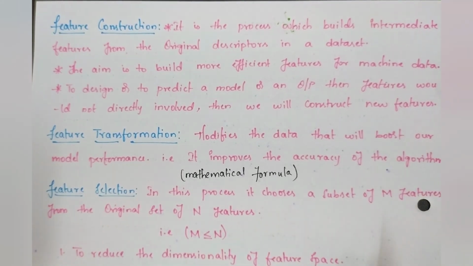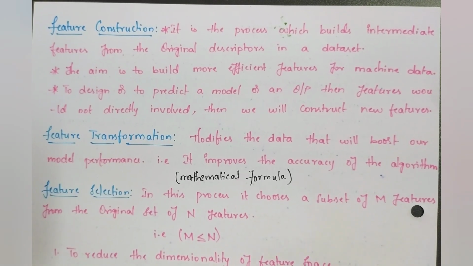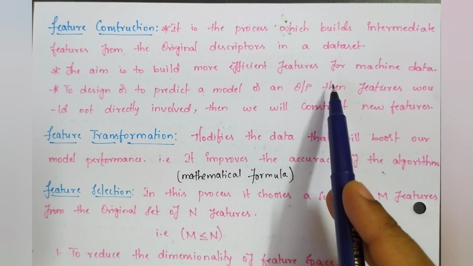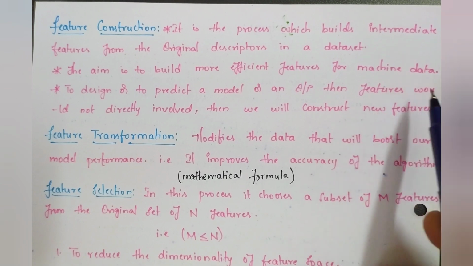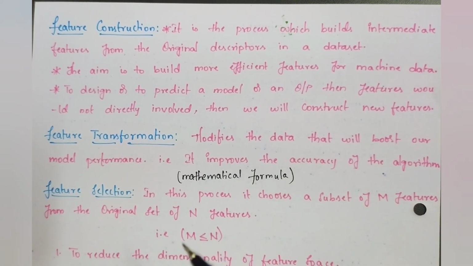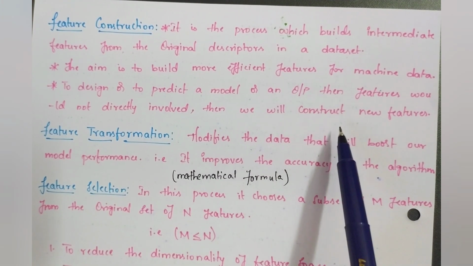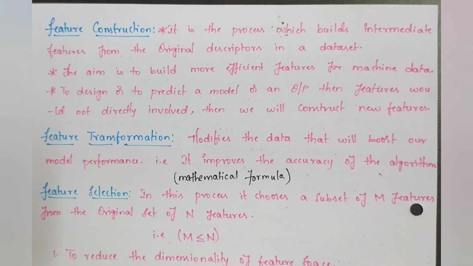Adding those features, we can also say it will be useful in some data analysis pipeline. The main aim is to build more efficient features for machine learning. Suppose to design a particular model or to predict an output, if features would not directly be involved, in that case we will construct some new features. That is feature construction.